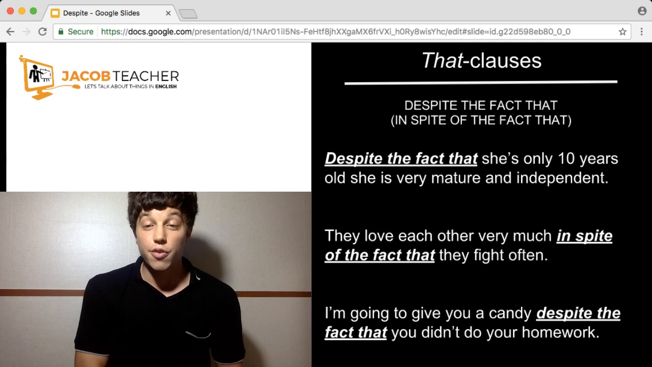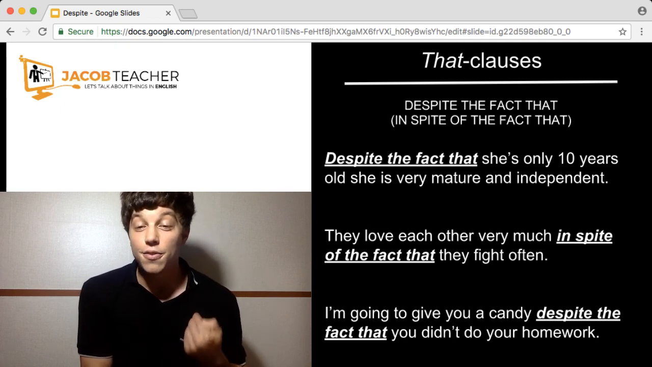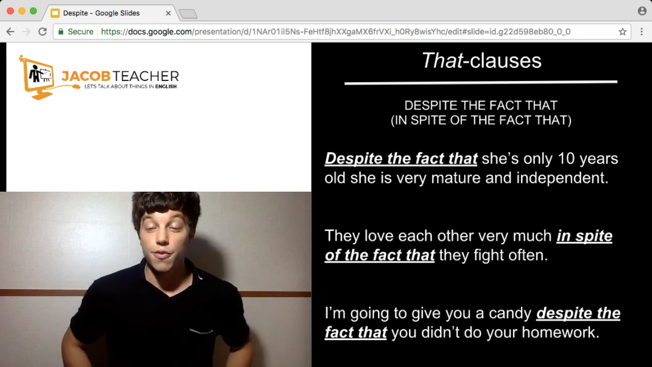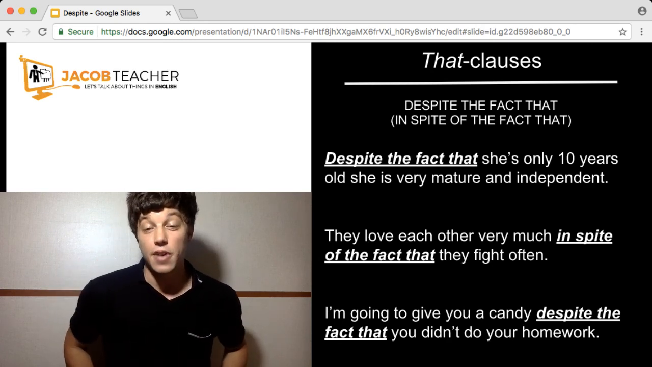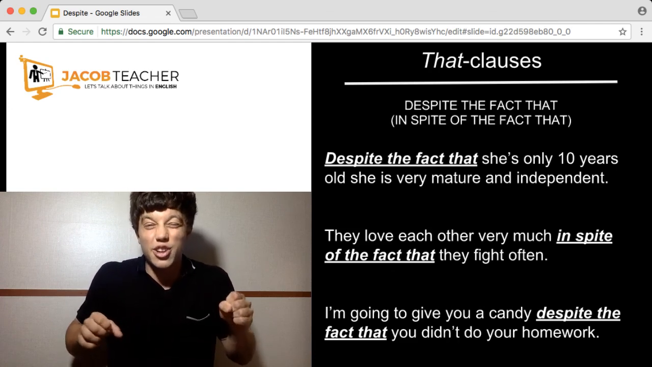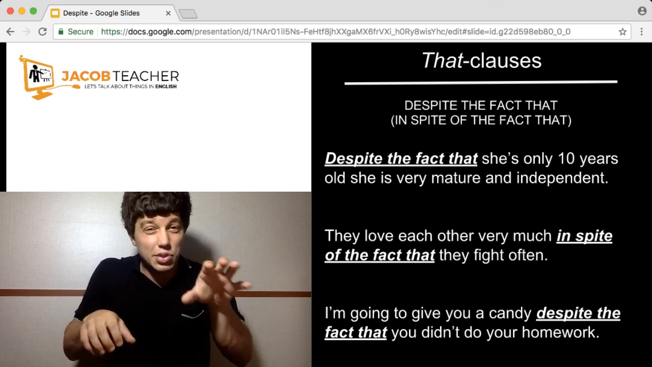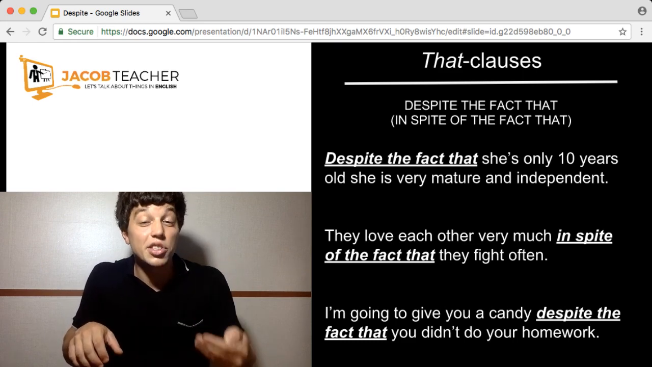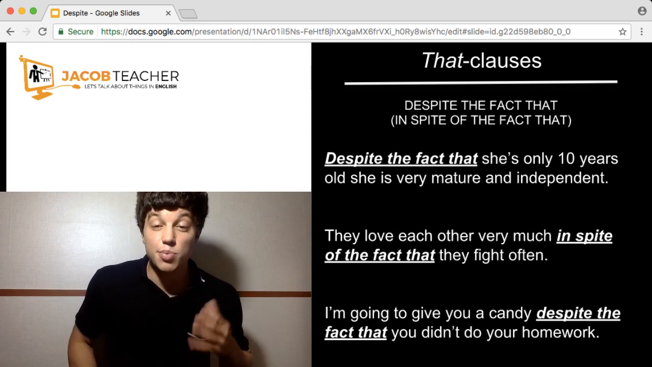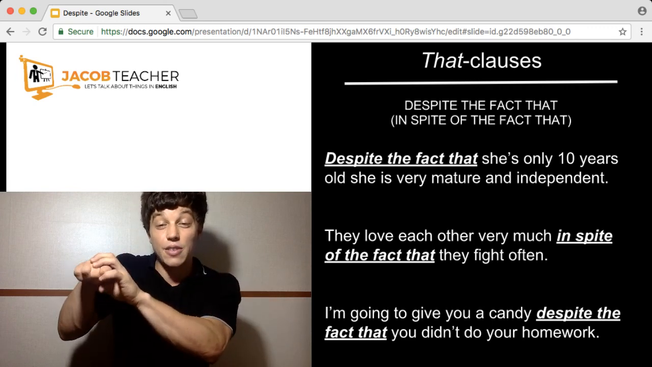They love each other very much in spite of the fact that they fight often. So they still love each other even though they fight very often. Again, if you use the phrase even though, it would have a very similar meaning here. They love each other very much in spite of the fact. Their love is not affected by the fact that they fight often.